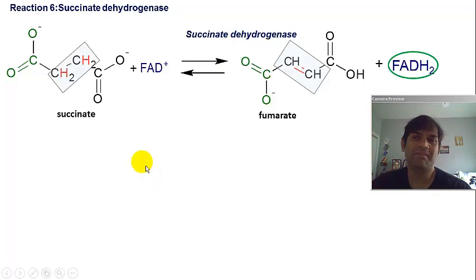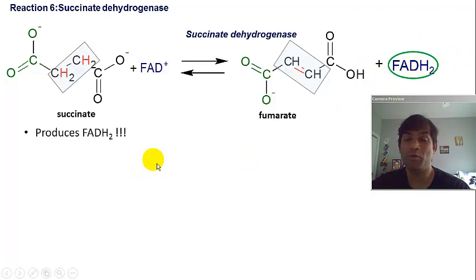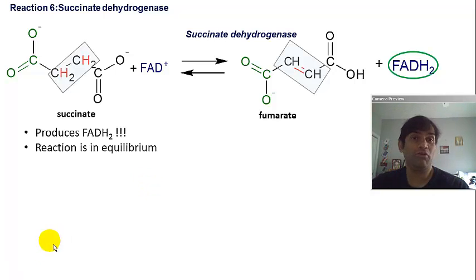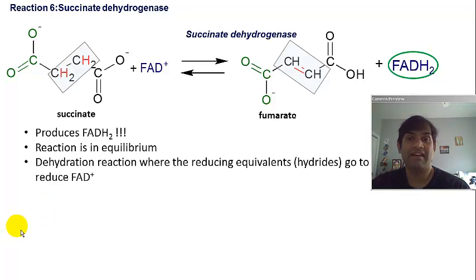A couple of things about succinate dehydrogenase are important. Number one, we make FADH2, so we make a reducing equivalent, a very good thing for the cell, especially if it's an aerobe and it's going to perform the electron transport chain. The reaction can go back and forth. It is in an equilibrium. And this is simply a dehydrogenation reaction where the hydrogen and the hydrogen just go to reduce FAD.